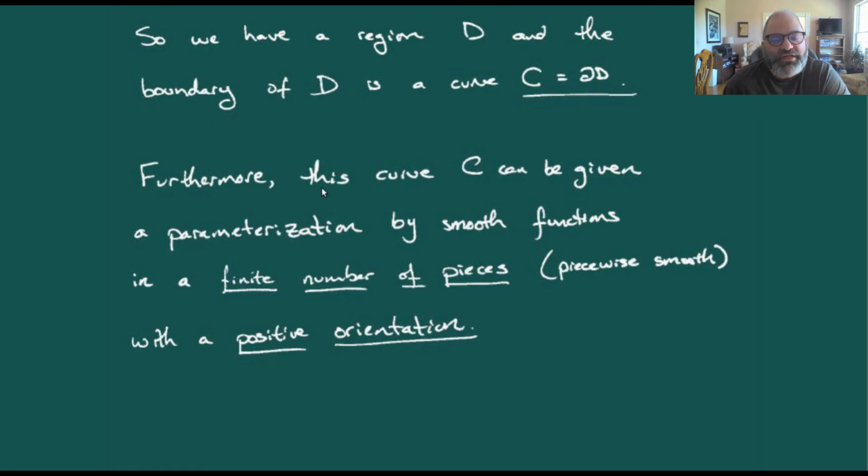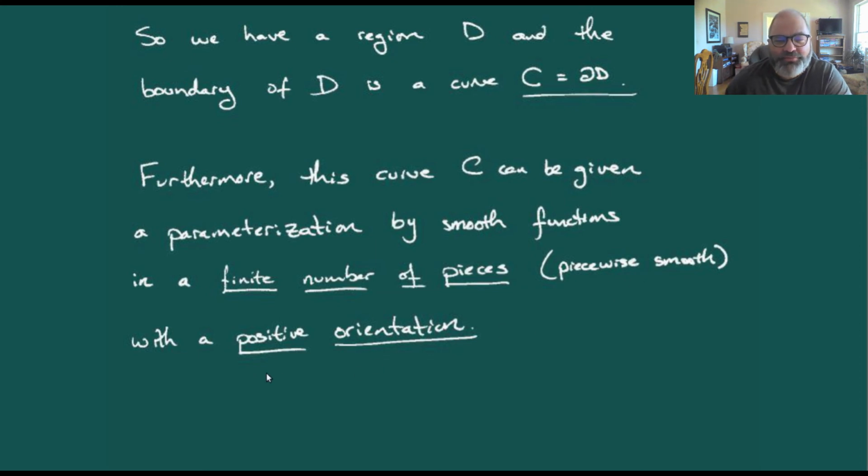And this curve C, what we need is that we can give it a parameterization by smooth functions. So we can take as many derivatives as we want. Everything's going to be continuous. And we can do it in a finite number of pieces. Now that's really what we mean when we were saying that we had a piecewise smooth curve. So we've got this region D, we look at the boundary of this region, and that boundary ends up being a curve that we can parameterize in a finite number of smooth pieces.